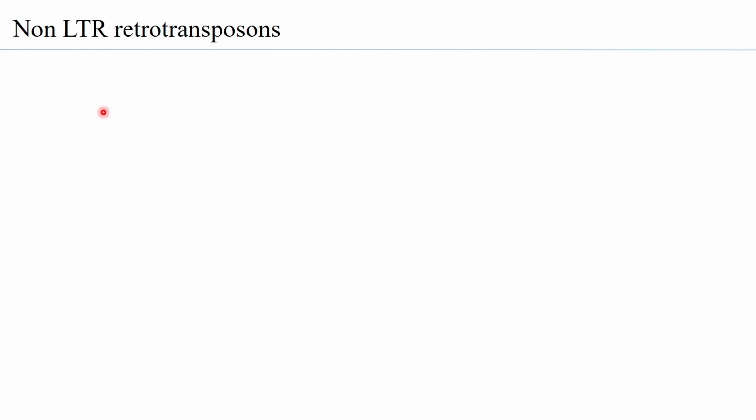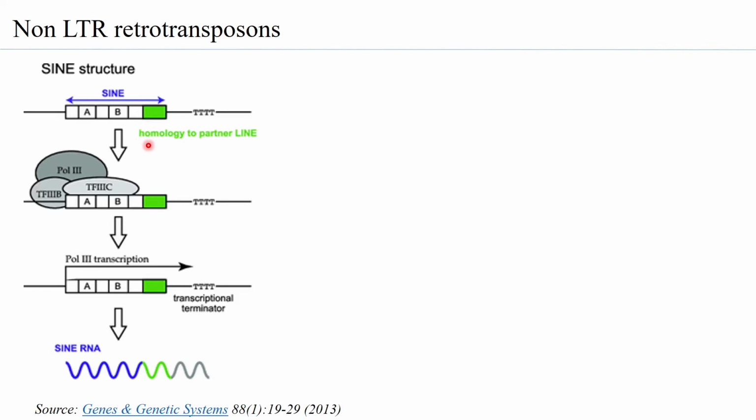Now let us go to the second type of the non-LTR retrotransposon, and that is the short interspersed nuclear elements.